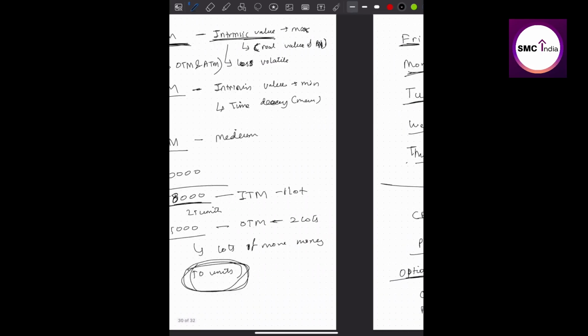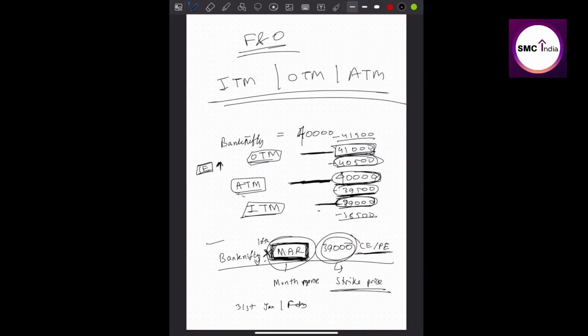So when you are buying an option, you know exactly what the different parts are. Call option, put option done, strike price, date done, and Bank Nifty is the name of the asset. It can be Reliance, it can be Tata Motors, whatever the name of the asset is.